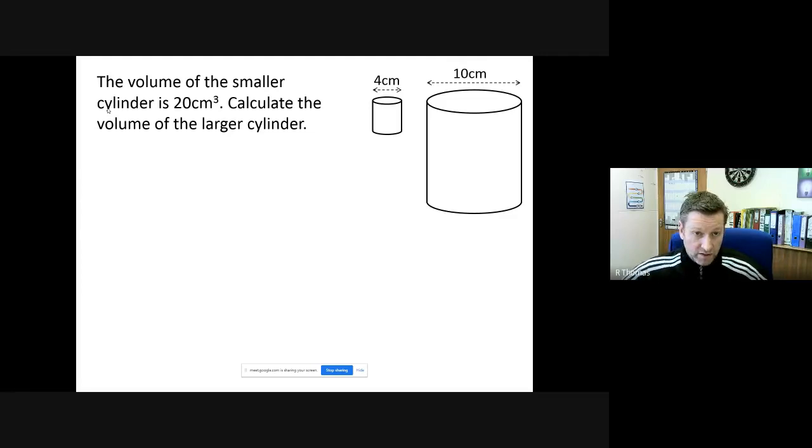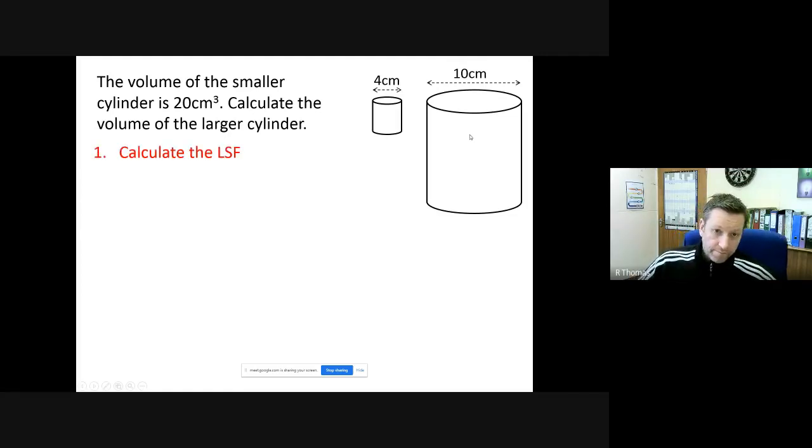So here's a typical question. The volume of the smaller cylinder there is 20. What's the volume of the larger one, right? So we're going to divide these to get the linear scale factor. We're then going to cube it so it becomes a volume scale factor, and then we'll multiply the smaller volume by that number to get the larger volume.